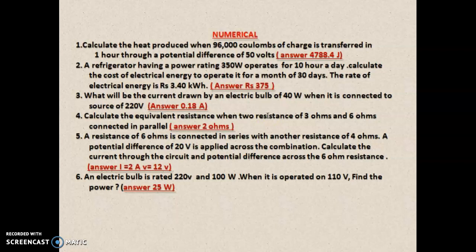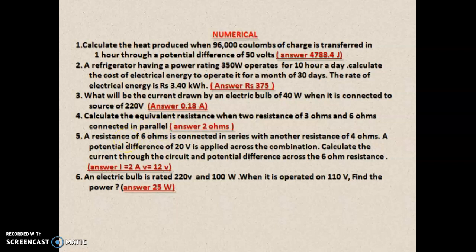Next, the fourth sum. Calculate the equivalent resistance when two resistances of 3 ohms and 6 ohms are connected in parallel. So here you can find out the equivalent resistance, as R1 and R2 are given. So 1 upon R is equal to 1 upon R1 plus 1 upon R2.